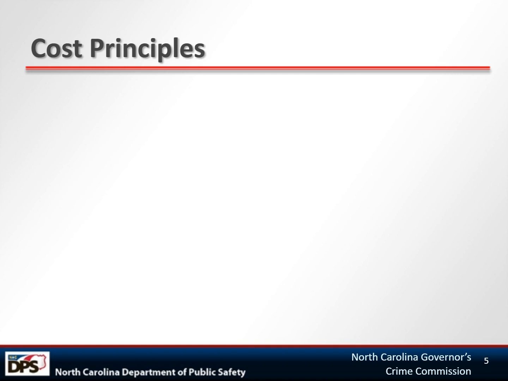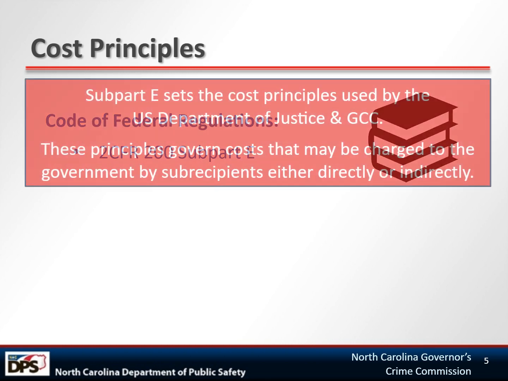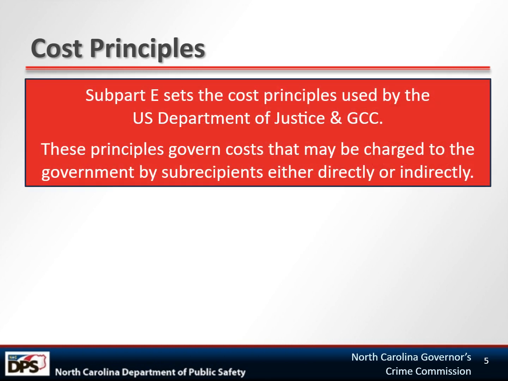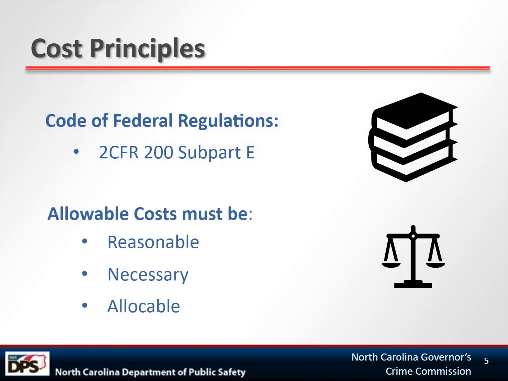When discussing reimbursements, it's important to remember the principles of cost recognition for your grant. The Code of Federal Regulations, specifically 2 CFR 200 Subpart E, sets the cost principles used by the U.S. Department of Justice and the GCC. These principles govern the costs that may be charged to the government by subrecipients either directly or indirectly. The cost principles determine whether the costs incurred by subrecipients under a federal award are reasonable, necessary, and allocable.